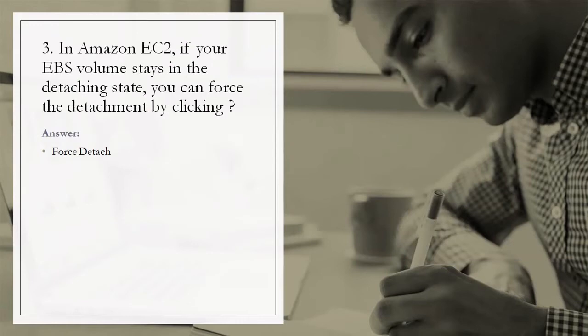Question number 3. In Amazon EC2, if your EBS volume stays in the detaching state, we can force the detachment by clicking. So the answer is force detach, because if your volume stays in the detaching state, you can force the detachment by clicking force detach.